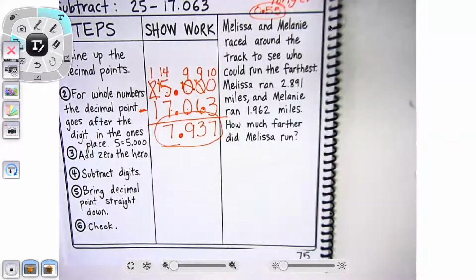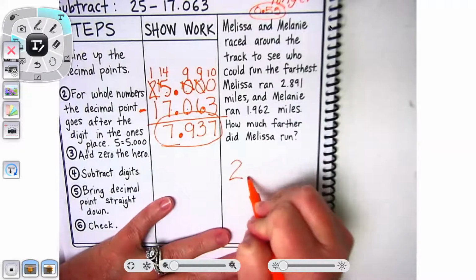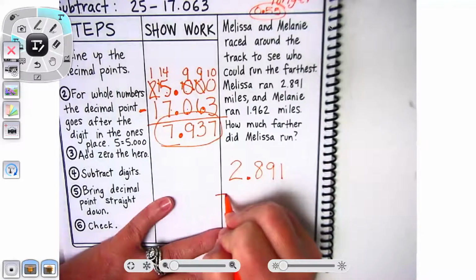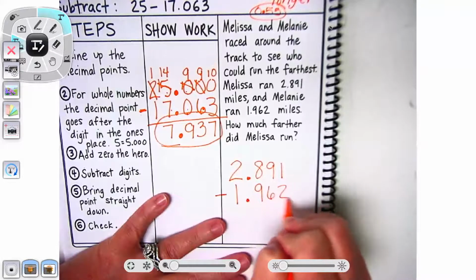All right, next, let's look at this problem about Melissa and Melanie. Melissa and Melanie raced around the track to see who could run the farthest. Melissa ran 2 and 891 thousandths miles, and Melanie ran 1 and 962 thousandths miles. How much farther did Melissa run? Well, we know if we're getting how much farther that we're going to subtract. So I'm going to put Melissa's number first because hers is the biggest. So 2 and 891 thousandths, and I'm going to subtract 1 and 962 thousandths.